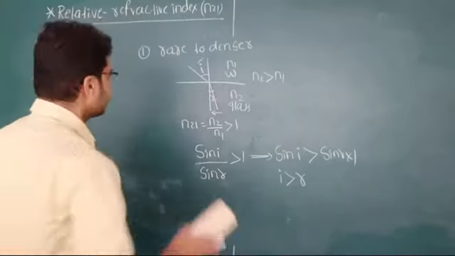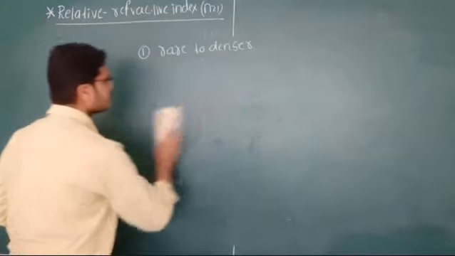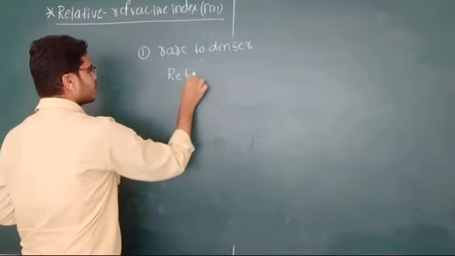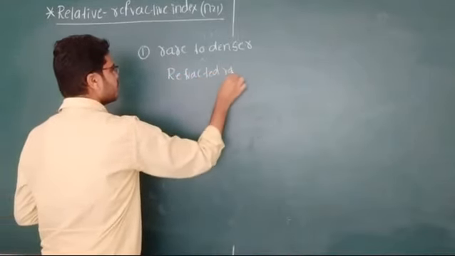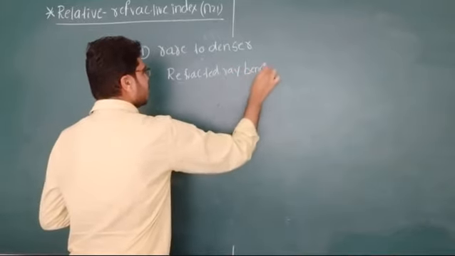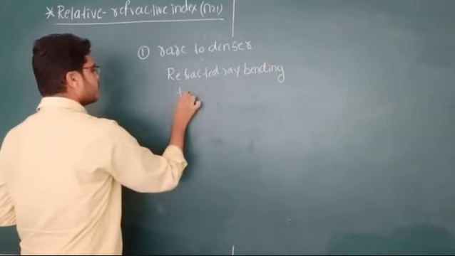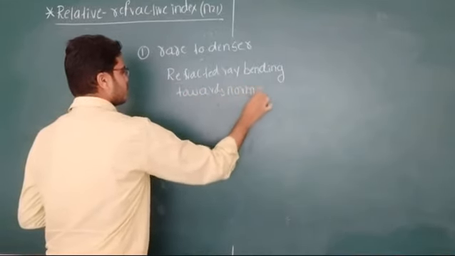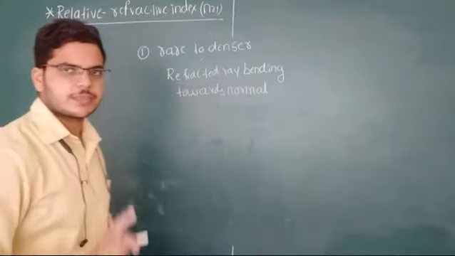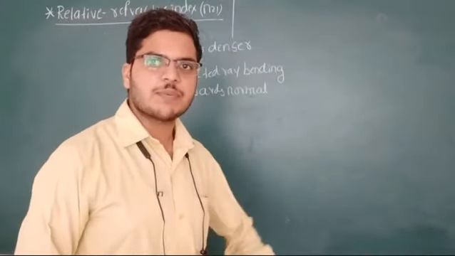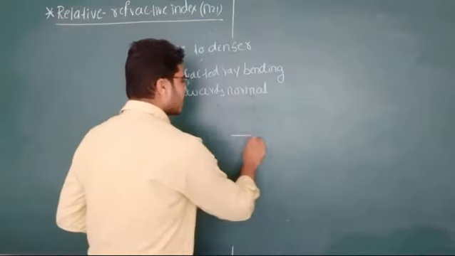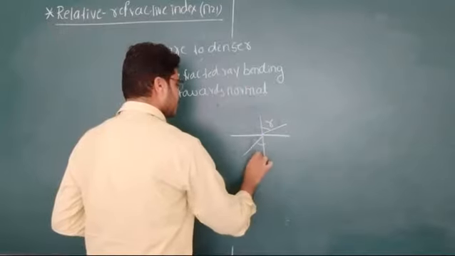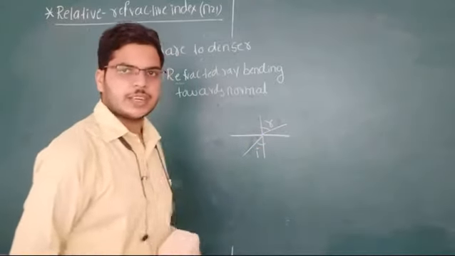Is it clear? Now how can I write? Rarer to denser, refracted ray bending towards normal. This is the first case. In the second case, what am I doing? I am going in reverse. That is glass to water. This is glass, this is water. This is the angle of incidence. This is the angle of refraction.